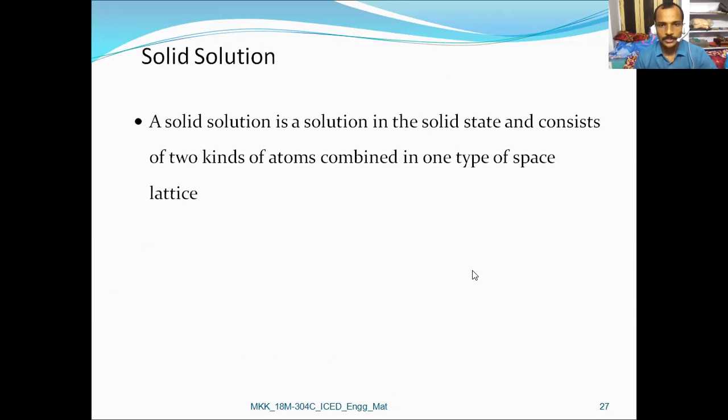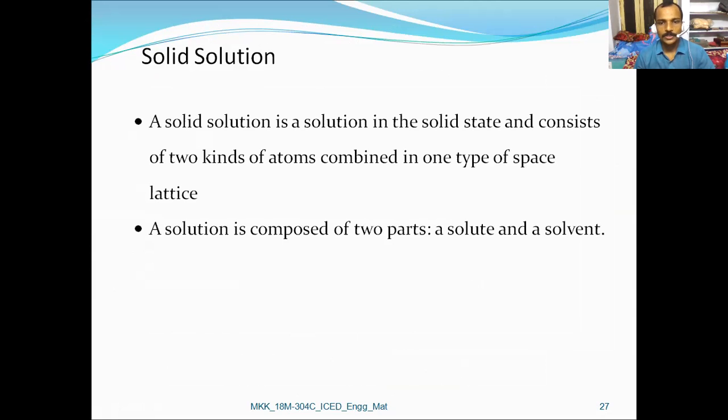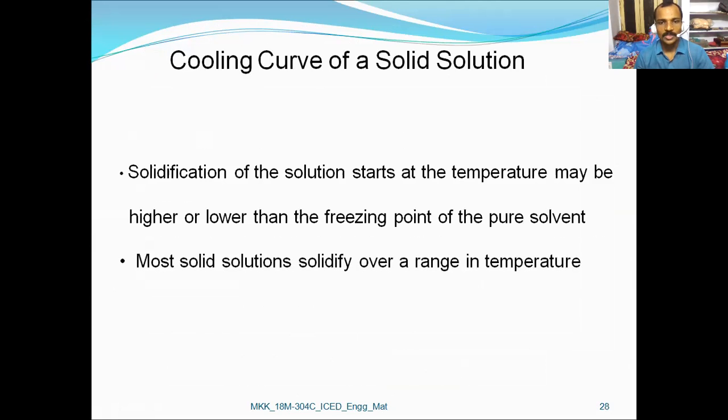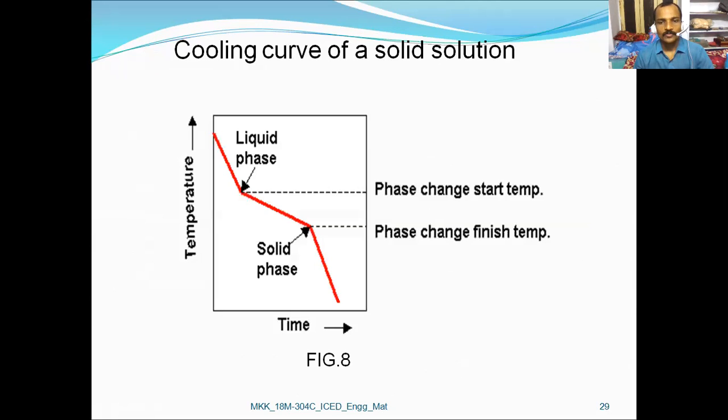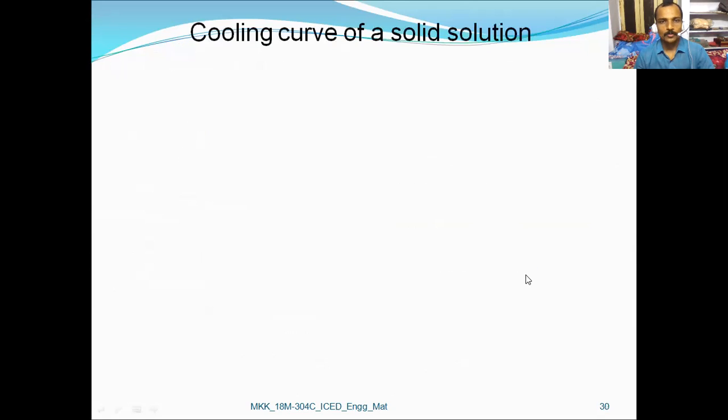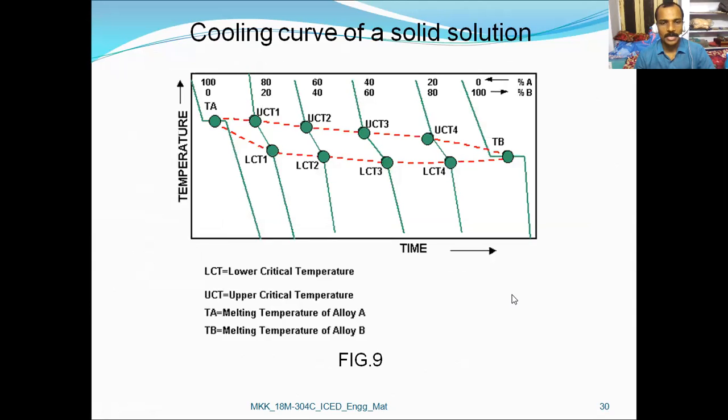Later we focused on solid solution, which consists of two kinds of atoms combined in one type of space. So it is a solution having solute and solvent, a liquid phase and a solid phase. We focused on the cooling curve of a solid solution having different lower critical temperatures and upper critical temperatures, melting temperature of alloy A, Ta, and melting temperature of alloy B, Tb. So those are the graphs studied.